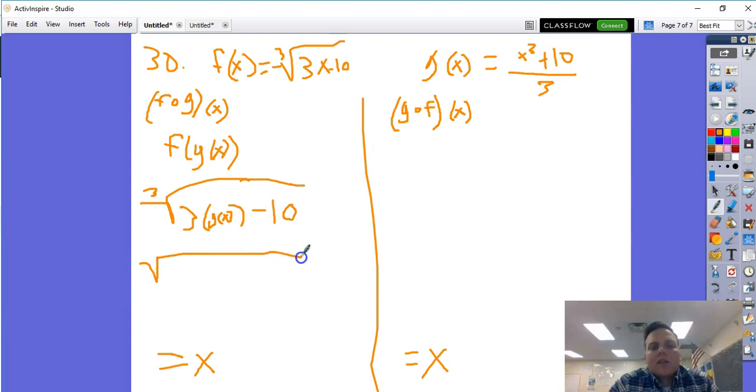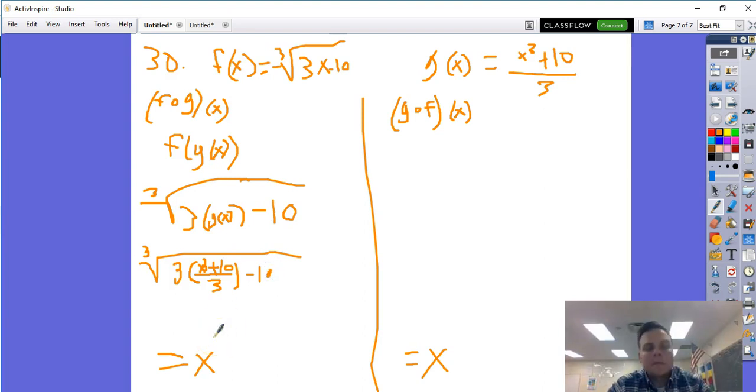So instead, I could write the cube root of 3 times, okay, the g function is x cubed. That's a cube. Wow, this is bad. Plus 10. I need someone to give me a tablet or something. Divided by 3. Okay, and then we still have the minus 10 from up here.